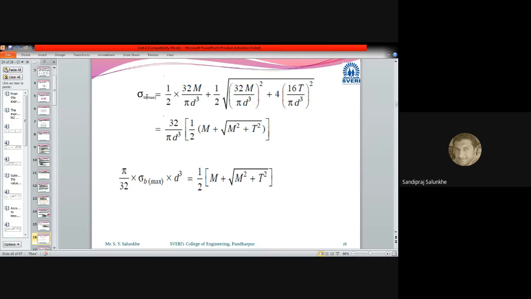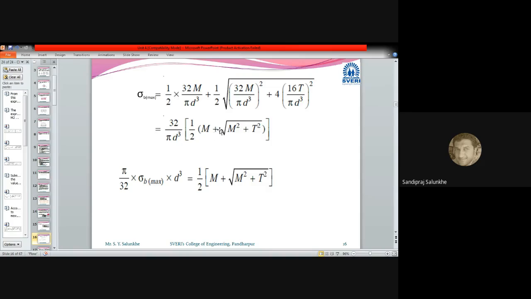So this equation we can write by taking 32 divided by pi d cube as common. We can also take this half as common outside, but we'll keep this half inside the bracket. So we get this equation as half of M, because we are going to take 32 divided by pi d cube as common. Later on, we will multiply this half with the 32, and it will become 16.